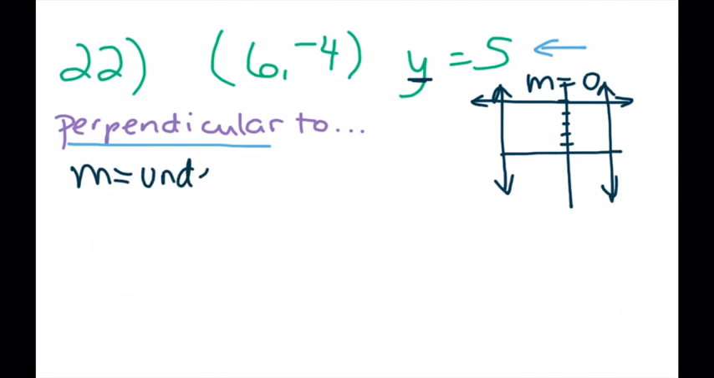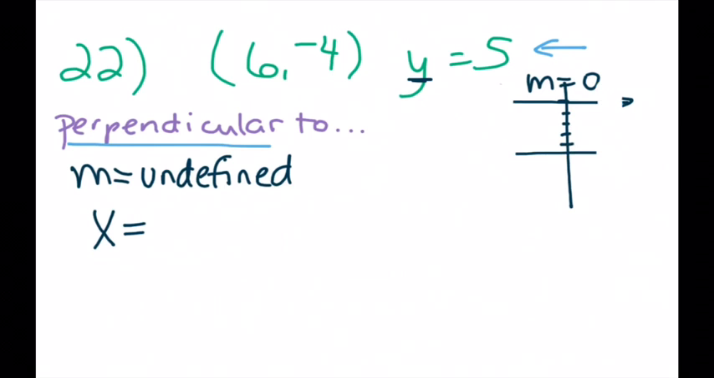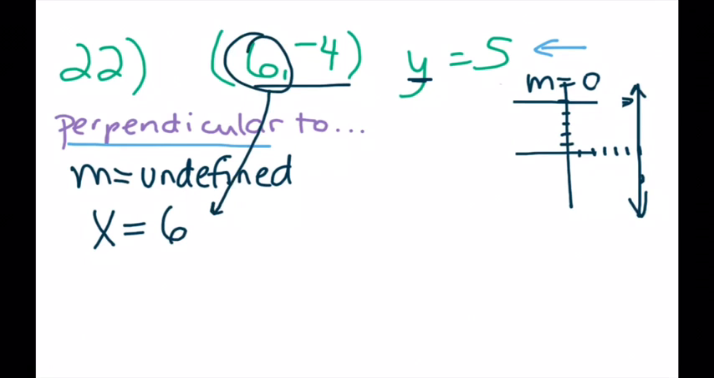So we need something with an undefined slope. So an undefined slope is a vertical line. It goes through the x-axis. So my equation will be x equals. And in order to figure out what x is going to equal, I look at what I've been given, and it says it has to go through the point 6, -4. So if you come over here to 6, -4, it's going to go through that point. And so it's going to be x equals 6. So you can just take that number and put it right in there. So the answer to number 22 is the equation is x equals 6.